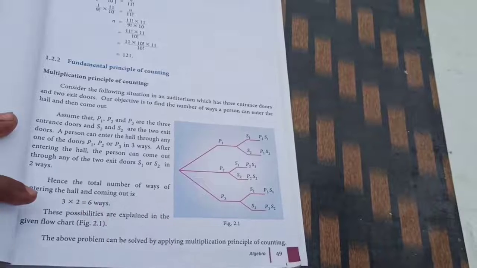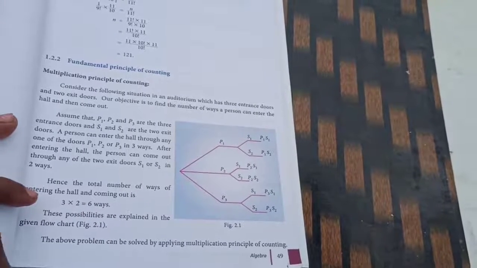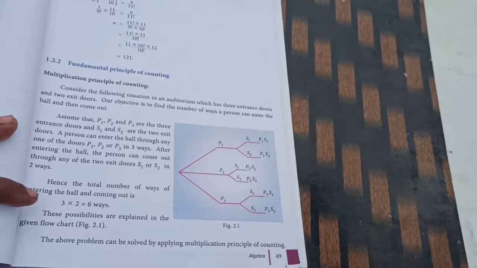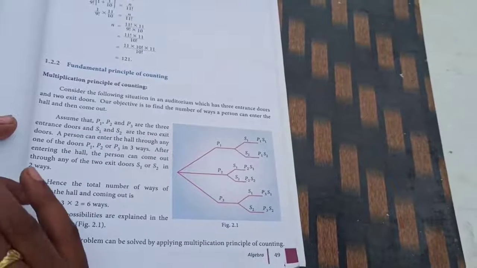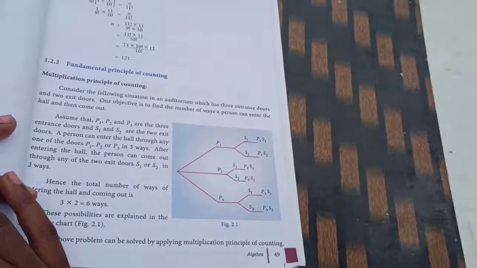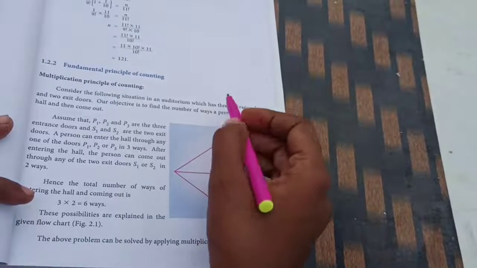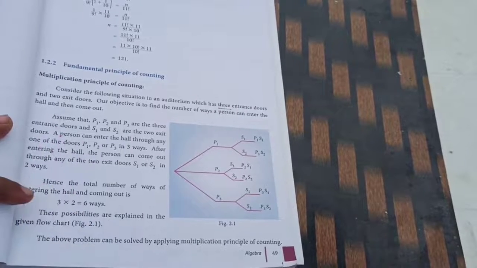So here they are considering one situation in the auditorium. Here in this auditorium there are 3 entrance doors and 2 exit doors. Understand, children? No need to take all this into the notes, I am just giving the explanation. So how many entrance doors are there? 3 entrance doors. In an auditorium 3 entrance doors are there, exit doors only 2.